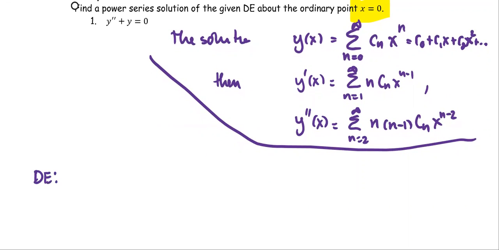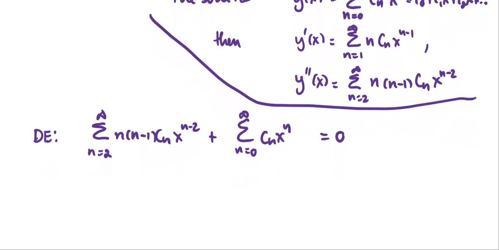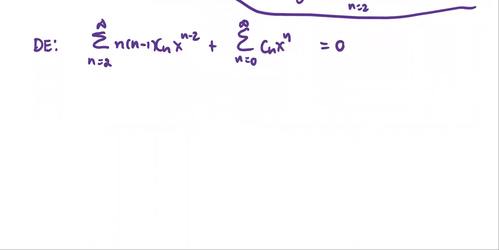For the y double prime, we have the summation of n times n minus 1 times c_n x to the n minus 2, n starting from 2 to infinity, plus the summation c_n x to the n starting from 0 to infinity for the second term, equals 0. Next, we are going to get the common index by replacing n with some k. We're going to let k be n for the second summation.